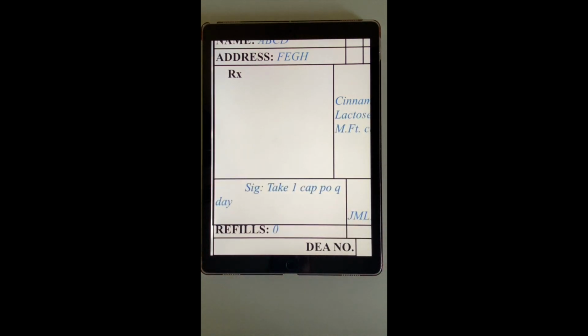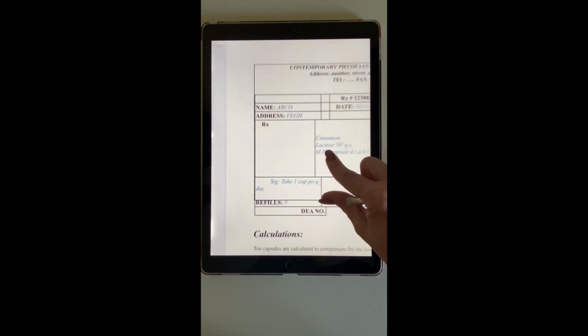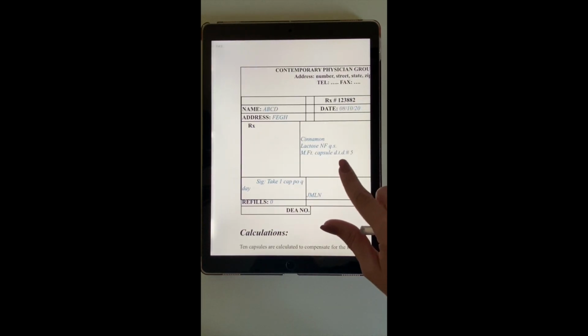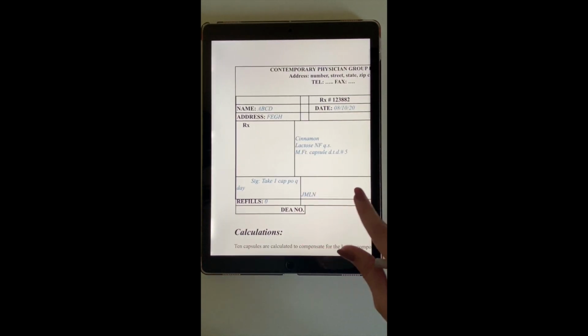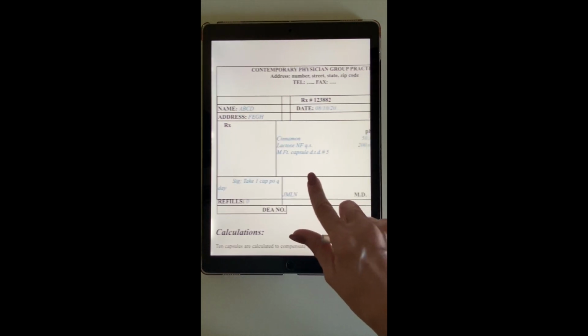Now that you have gone over the instruction and you know your dosage form, you need to start with the calculation. Looking at the ingredients, there are 2 of them here, and the amounts are given. Cinnamon, 50 milligrams, and lactose NF. NF here is just the abbreviation for National Formulary.